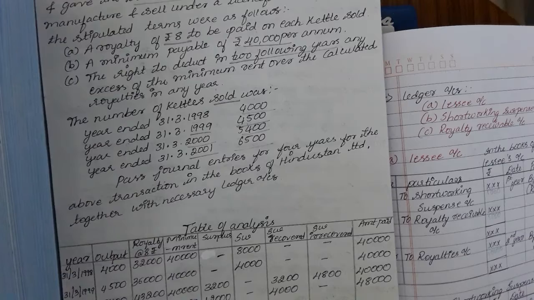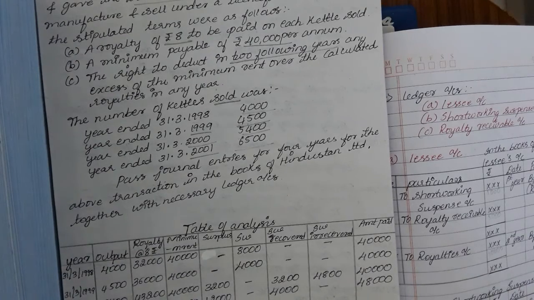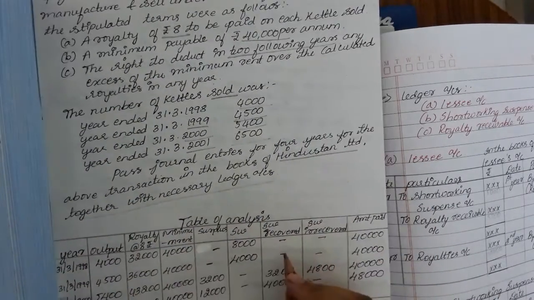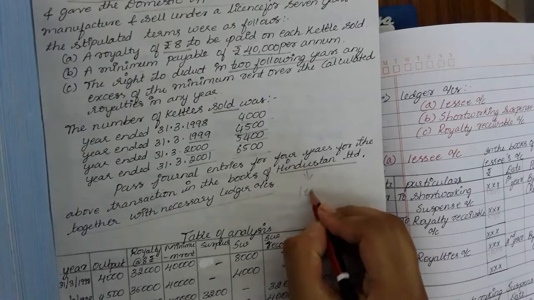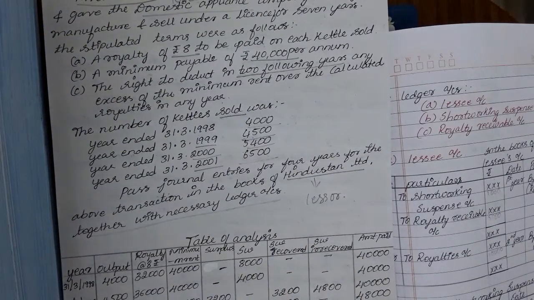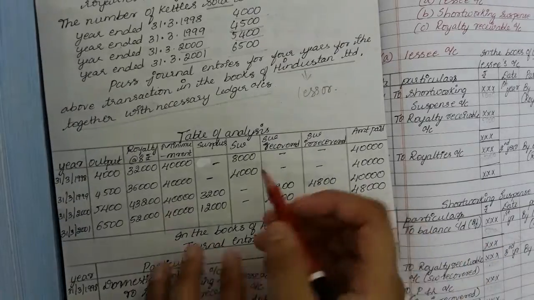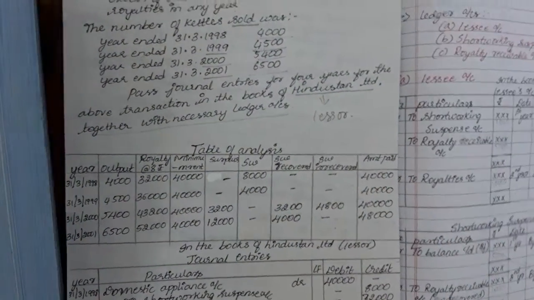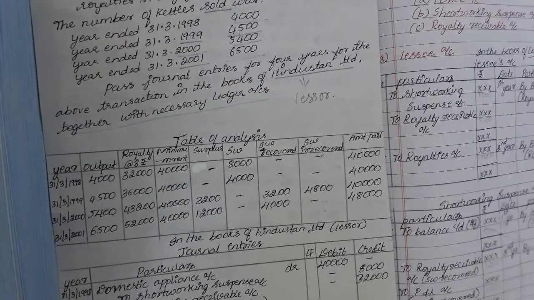Now pass the journal entries for 4 years for the above transactions in the books of Hindustan Limited with the necessary journal entries. Hindustan Limited is the lessor, so in the books of the lessor we need to pass the journal entries. For that purpose, what is the first thing you need to do? The first thing is that you need to prepare the table of analysis. Everyone must be sure about preparing the table of analysis by this time.